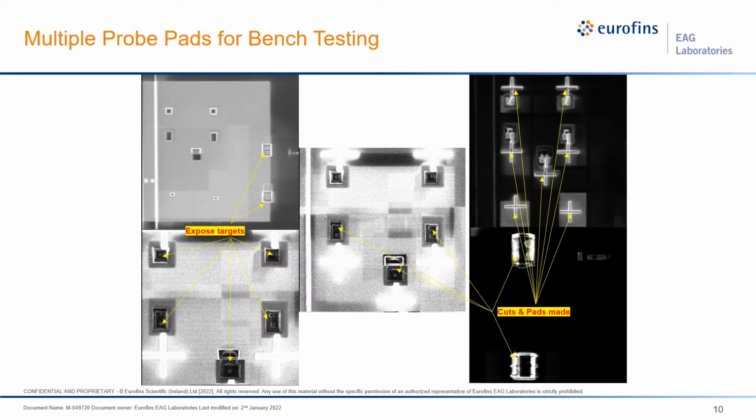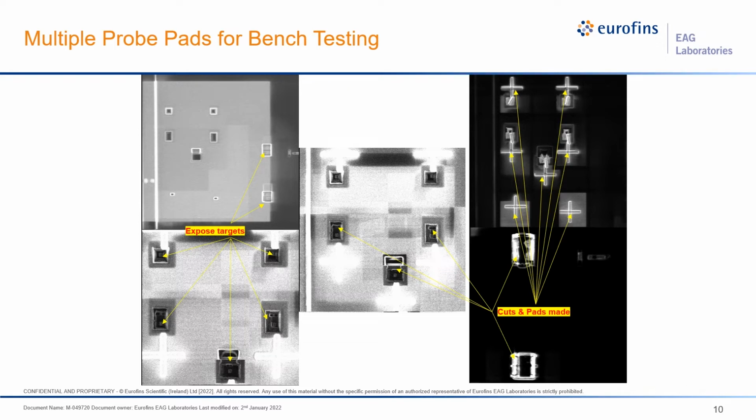For the probe pads, we want to do bench testing. We could do 1 or we could do multiple. And in this particular case, we've gone in and we've dug a fair number of holes here. And then we've gone down and exposed the target metal underneath. And then we've gone and attached metal and come up here and made crosses. And over here on the right, you can see the final result. We have 7 probe pads now.